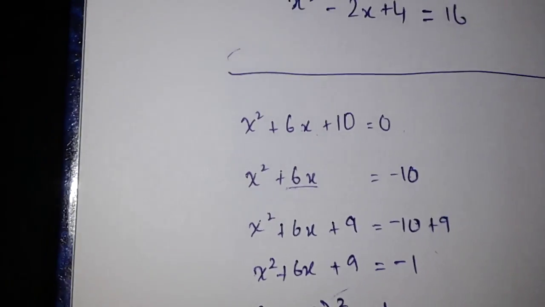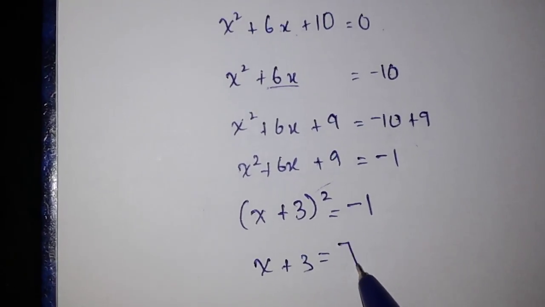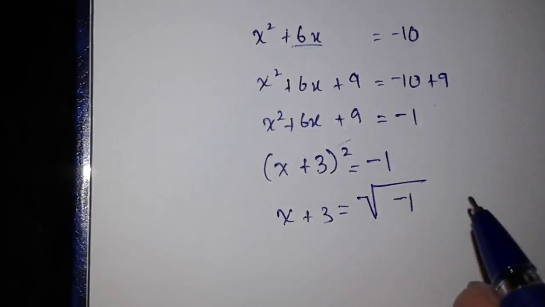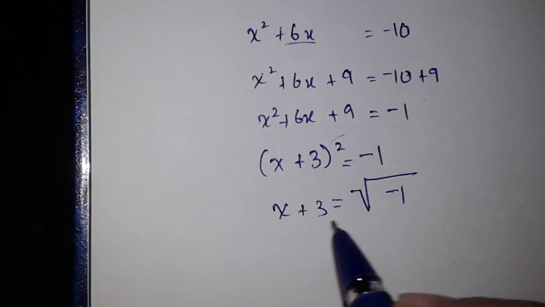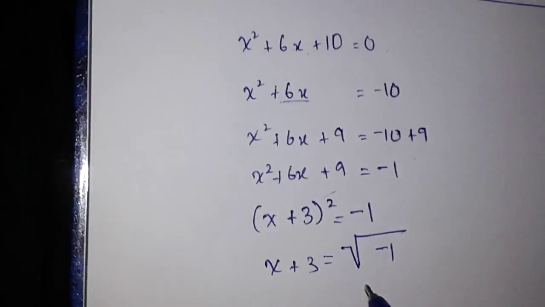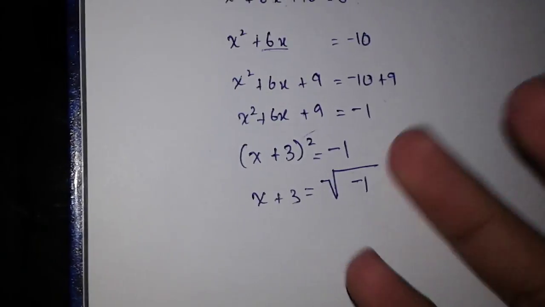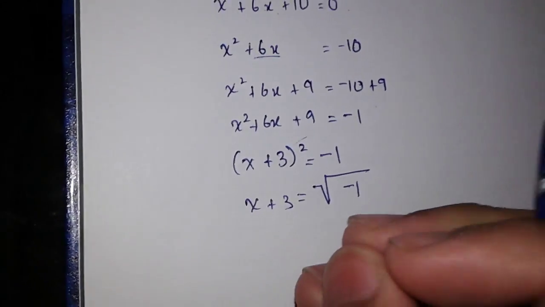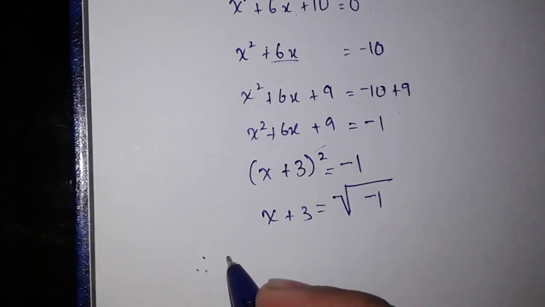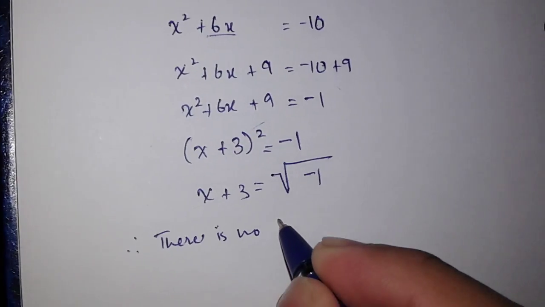Now going further on, we get x plus 3 is equal to the square root of minus 1. Now before I even send 3 to the other side and make it minus 3, I absolutely do not agree, I object that there is any root for a negative number. Because we all know that there is no real number in known mathematics that is a root of a negative number. Therefore, that is why there is no solution.